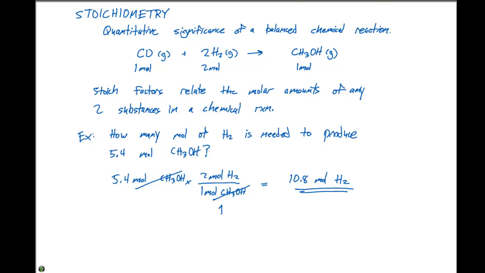And this conversion right here comes from the balanced chemical reaction. This is why we spent a decent amount of time balancing chemical reactions, because the balanced chemical reaction is going to allow us to determine how much of a particular product is produced and how much of the reactant we need to produce that amount of product.